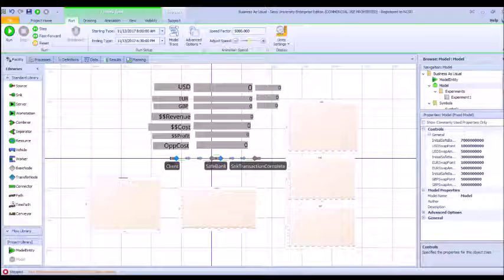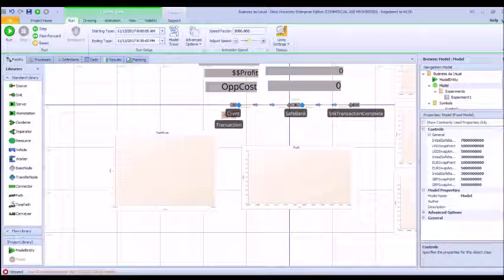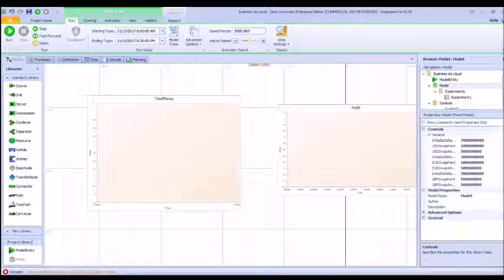There's not much animation in our model, so we use graphs to track how our model is running. We have a graph to track the inventory of each type of currency as well as our profit. For verification and validation, we wanted to make sure our model was running smoothly. One thing we tracked was the total money in the system.